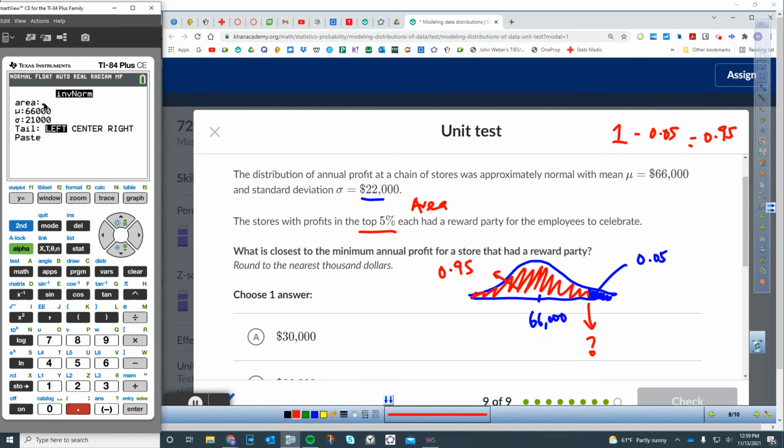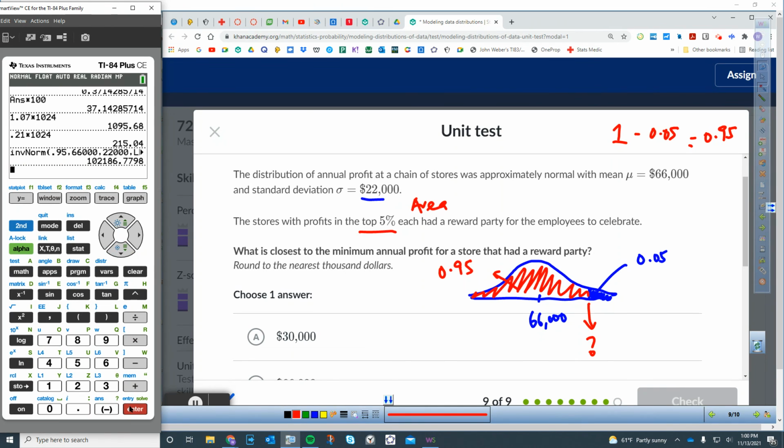So 0.95. Okay, area is 0.95. And standard deviation is... The mean is 66,000. Standard deviation is 22,000. Okay, and I want to stick to the left because your calculators do not have center, right, left. I want to make it consistent for you because the calculator would calculate from the left to the right 0.95, right? Because I want to find this value, this value.